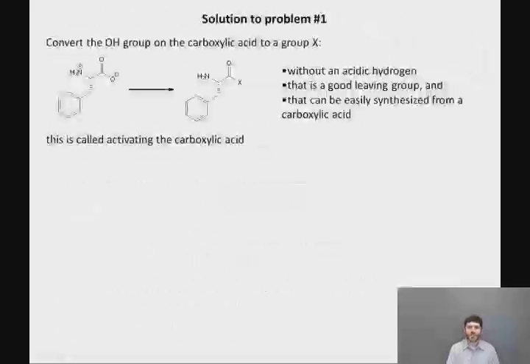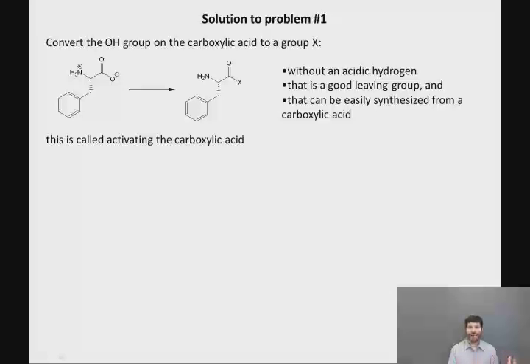Okay, so the solution to the first problem, the problem that the amino acid exists as a Zwitter ion, and is therefore going to have a charged nitrogen and is unlikely to undergo nucleophilic attack, is actually to convert the OH on the carboxylic acid into a different group, which we'll call for the moment X. And what has to be true about this is it has to not have an acidic hydrogen, so we're not going to protonate the nitrogen. We'll end up with a neutral molecule and a neutral nitrogen. X has got to be a good leaving group, and X also needs to be something that can be easily synthesized from a carboxylic acid.